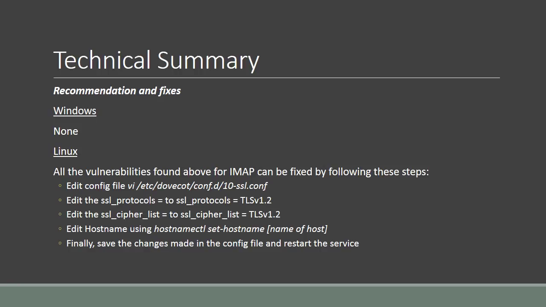Okay, the recommendations and fixes. For Windows, there weren't any. For Linux, all vulnerabilities can be fixed by following these simple steps. Edit the config file, and then edit the SSL protocols to equal TLS version 1.2, and then edit the SSL cipher list to equal TLS version 1.2, and then edit the hostname using hostnamectl set-hostname, and put the name of the host you want it to be. And then you finally save these changes in the config file and restart the service.